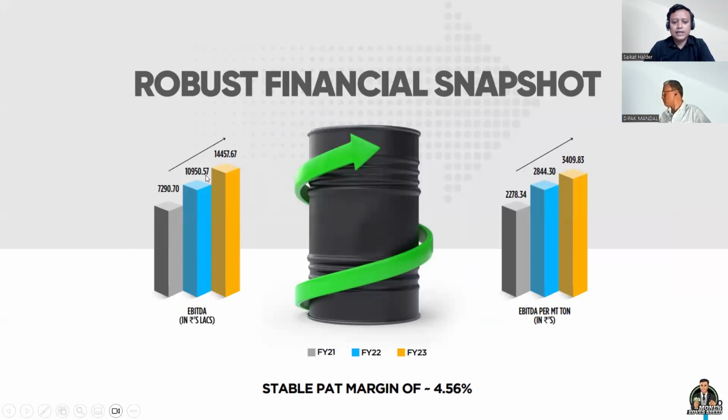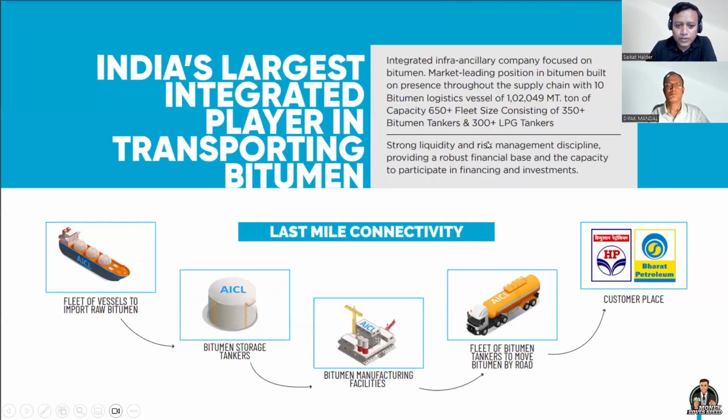You can see over here their EBITDA margin has increased, the EBITDA margin per metric ton they are selling. This is how they are able to generate profit. The main customers are BPCL and HPCL. This is how they are doing the fleet and all. I will give that to you.